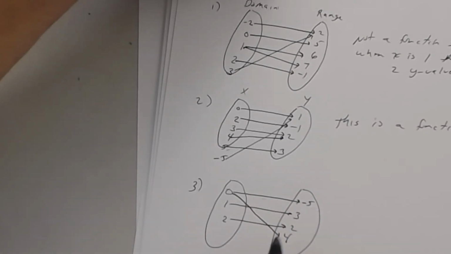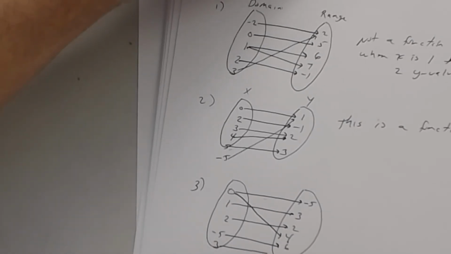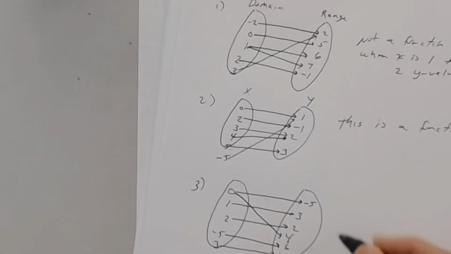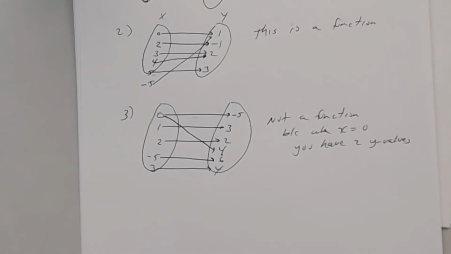2. When x is negative 5, what's my y value? 6. And when x is 3, what's my y value? 4. So is this a function, not a function? Not a function, because when x is 0, you have how many y values? You have 2 y values. Okay? So when x is 0, you have 2 y values.